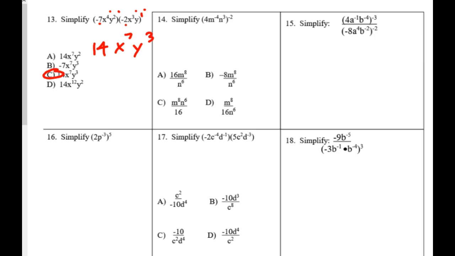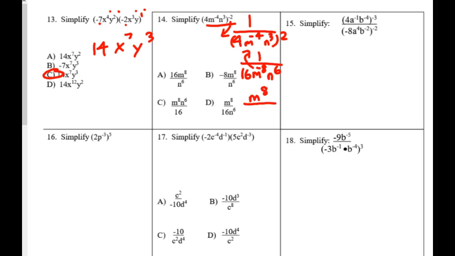All right. So first of all, this is negative, so it's going to go down. So it's 1 over, and then we're going to just rewrite it first. 4m negative 4n3 squared. So everything gets squared there. So 4 squared is 16. M to the negative 4 will be m to the negative 8. And multiply 3 times 2, and then n to the 6. So that negative brings to the top. That's m to the 8 on top. 16n 6 on bottom. That's D.